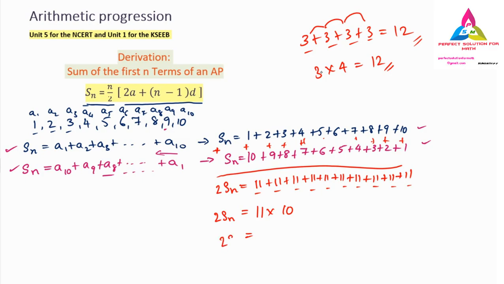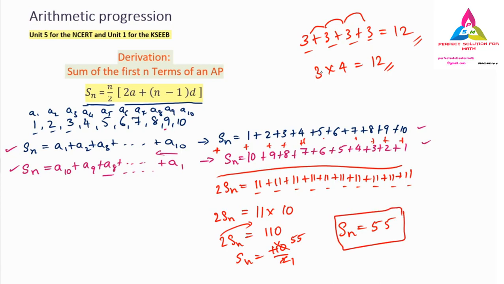So 2 into Sn is equal to 11 tens, which is 110. So Sn we have to keep 110. This 2, if I bring to this side, what will happen? Divide. So 2 ones are 2, 2 fives are 10, 1 is left, 2 fives are 10. So Sn, what value did we get? That is nothing but 55.